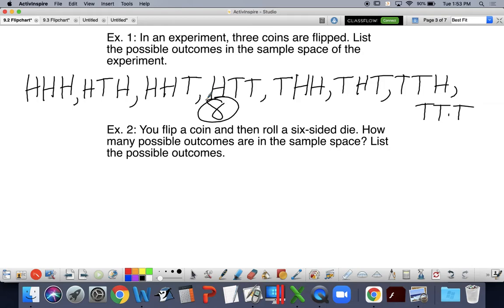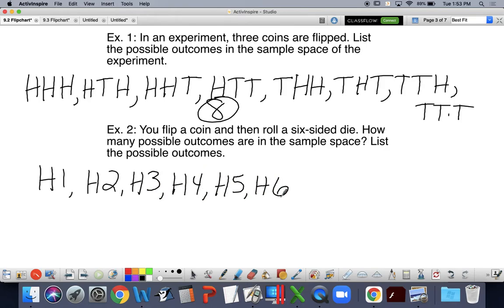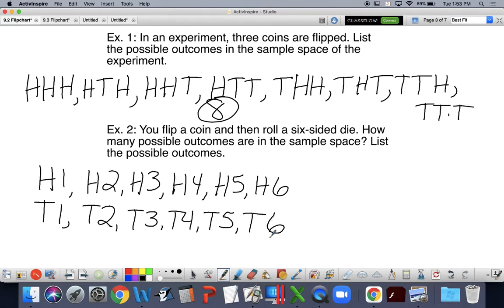You flip a coin and then roll a 6-sided die. So these 2 events, right, still independent. Flipping a coin, rolling a die. I could get heads and a 1. This one's a little bit easier. I'm not going to lose my place here. And then I've got the same thing with tails. So how big is this sample space? 12, right? 6 from here, 6 from here.